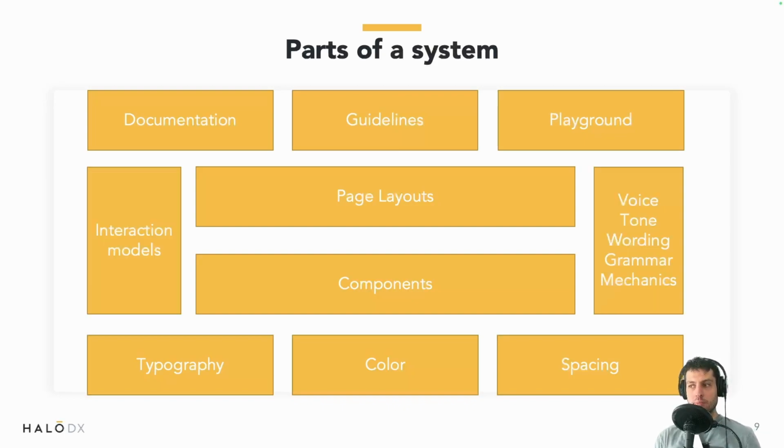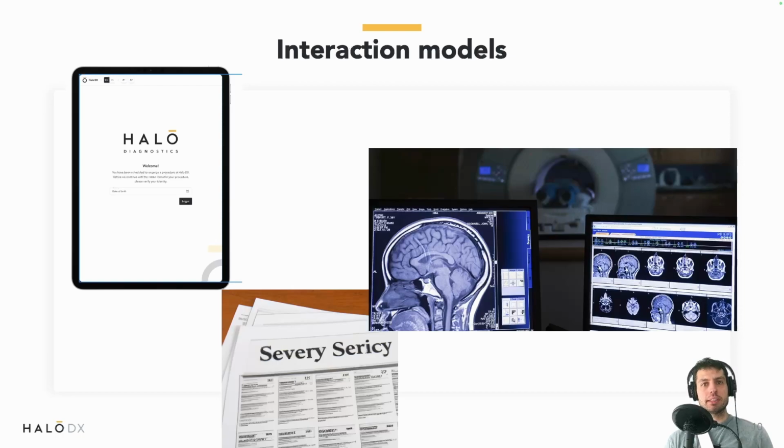Besides layouts and components, we have interaction models, and also voice, tone, wording, grammar, and mechanics. Let me spend a couple of minutes explaining what interaction models and voice and tone are, and hopefully point out their importance and how they play inside a design system. What is an interaction model? How does the user interact with your system? What are the devices that are used? What are the environments? What's the time in which the user uses your system?